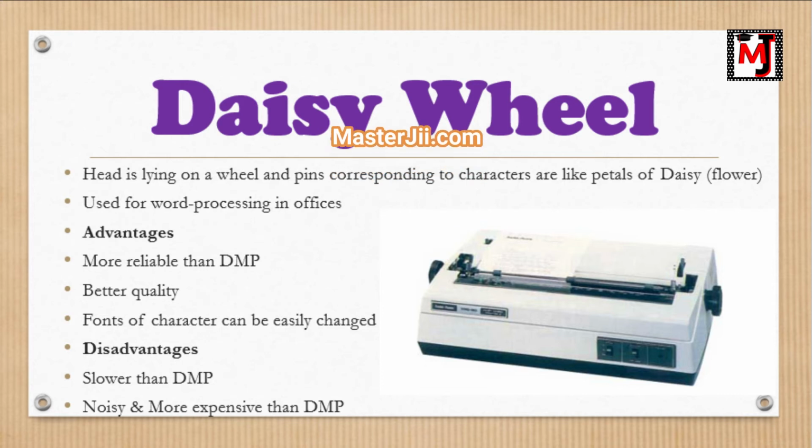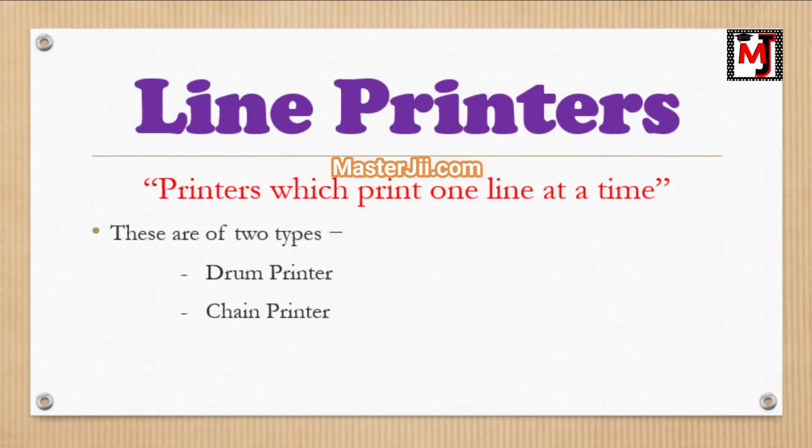Its advantages include more reliable than DMP, better quality, and fonts of character can be easily changed. Its disadvantages include slower than DMP, noisy, and more expensive than DMP. And the second type of impact printer is line printer.